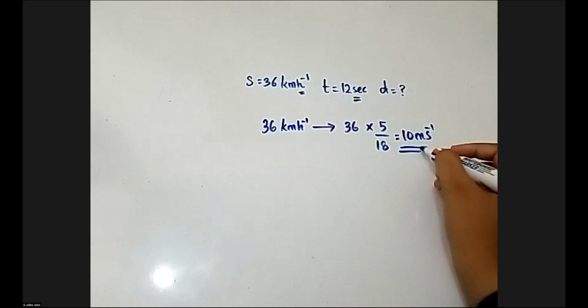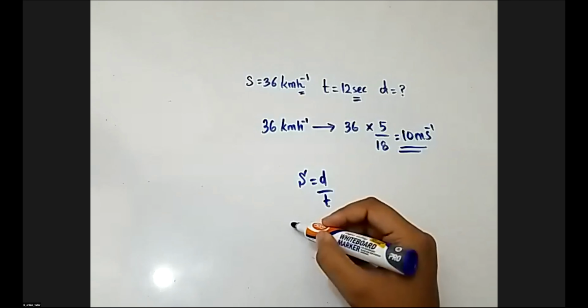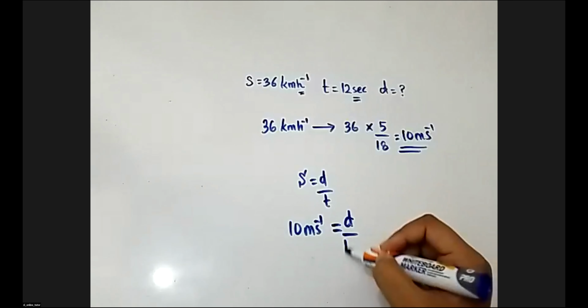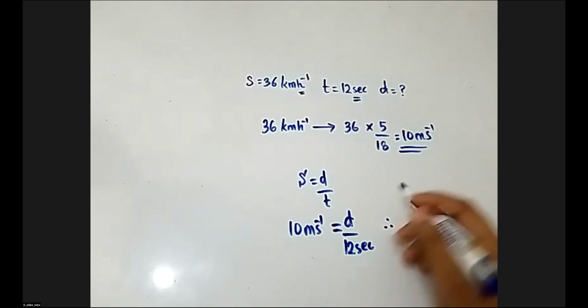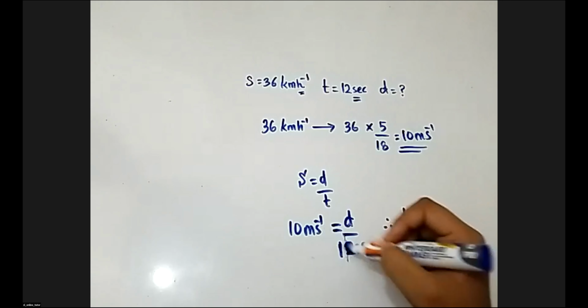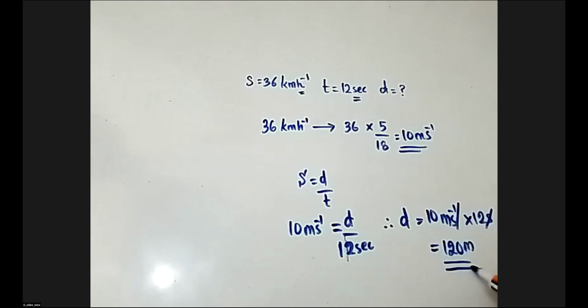This is the speed. Now we are taking the equation, distance over time. Speed is 10 meters per second. Distance is unknown. Time is 12 seconds. Therefore, distance is equal to, you have to multiply these two. 10 meters per second into 12 seconds. Second and per second cancel, 120 meters. Raise your hand if you didn't understand the question. Most of them have got the answer correct.